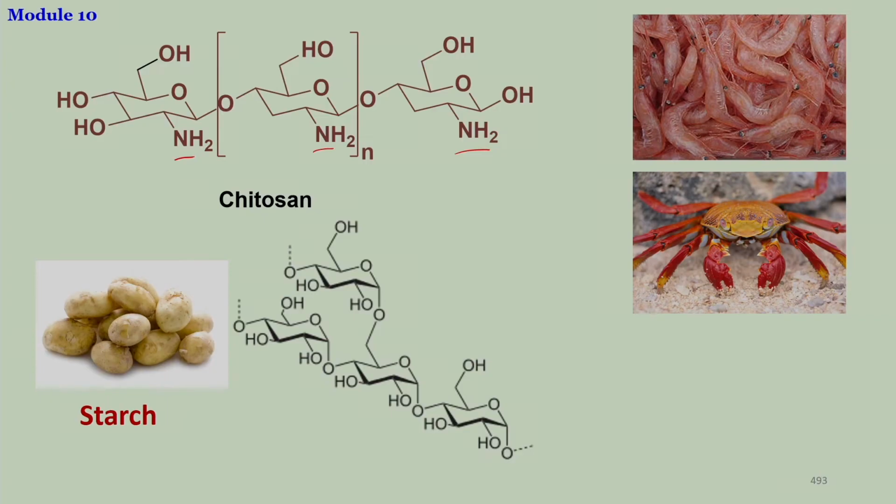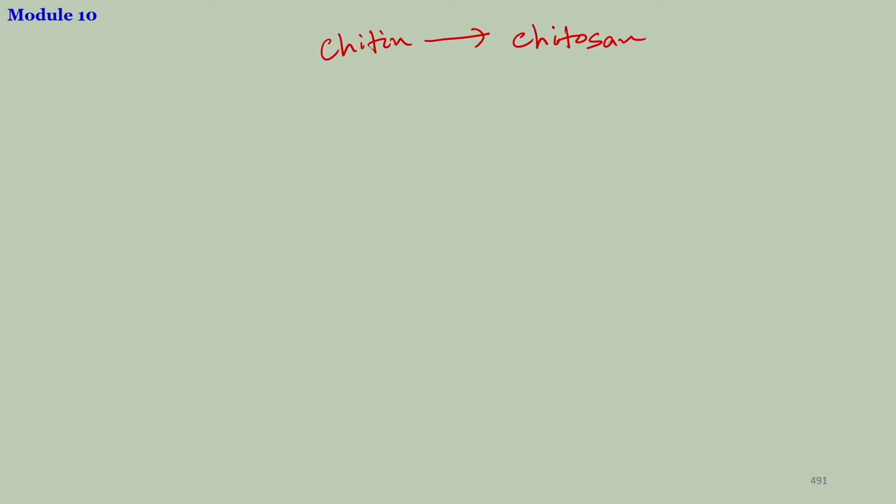Since I am showing, I will also show you the structure of starch, another polysaccharide, which is basically a branched polysaccharide that is obtained in many foods such as potato. Starch is a major component. So, as you have seen, this is the structure of chitin.